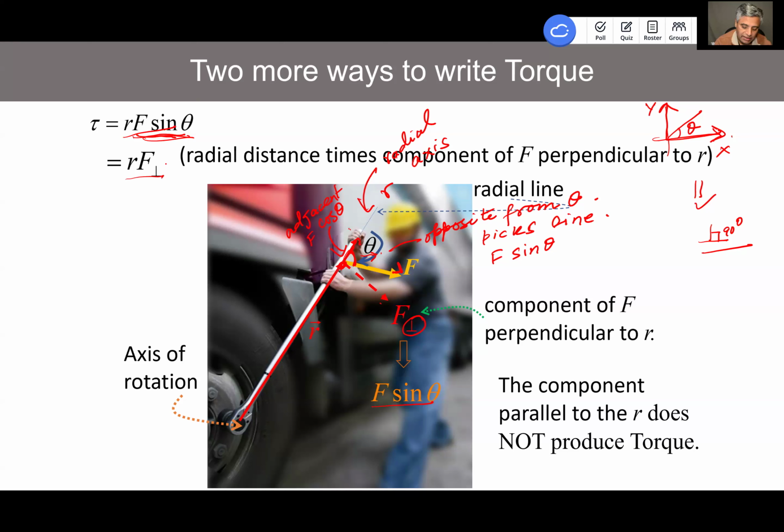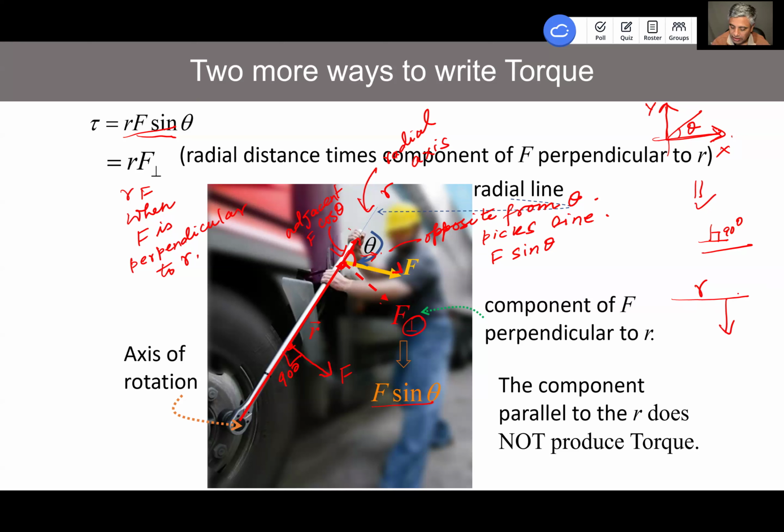So this can be written as this, but remember, this is not the whole force. It is a component of force. Which component? The perpendicular component. And when the force is perpendicular on its own, so for example, let's say we are applying force perpendicular, that means it's 90 degrees, then the whole thing is the perpendicular component. So in that case, this can also be written simply as R times F when F is perpendicular to R. This is the easiest situation where you can find the torque, when the force is exactly perpendicular to the radius.